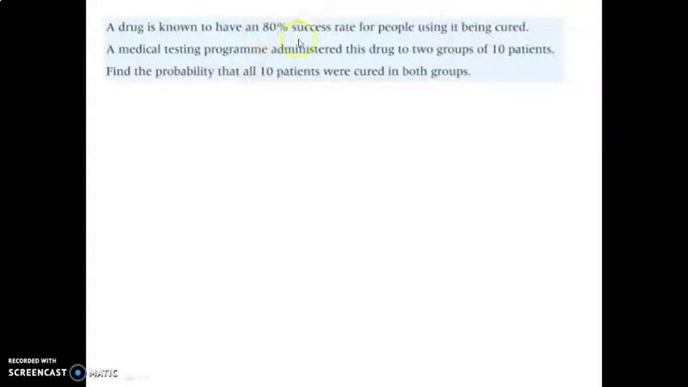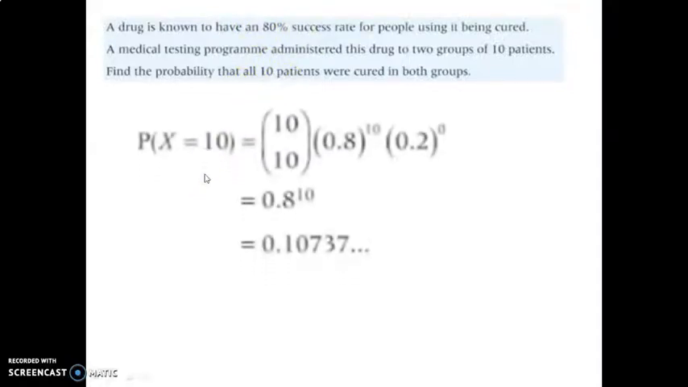So here's our success rate. We want all 10 people to be cured. Find that first. Okay, let's check our work. So the probability that the success is 10 choose 10 and then 0.8 to the 10th power, because along that path we have 10 successes, 0 failures, and that works out to this number here.